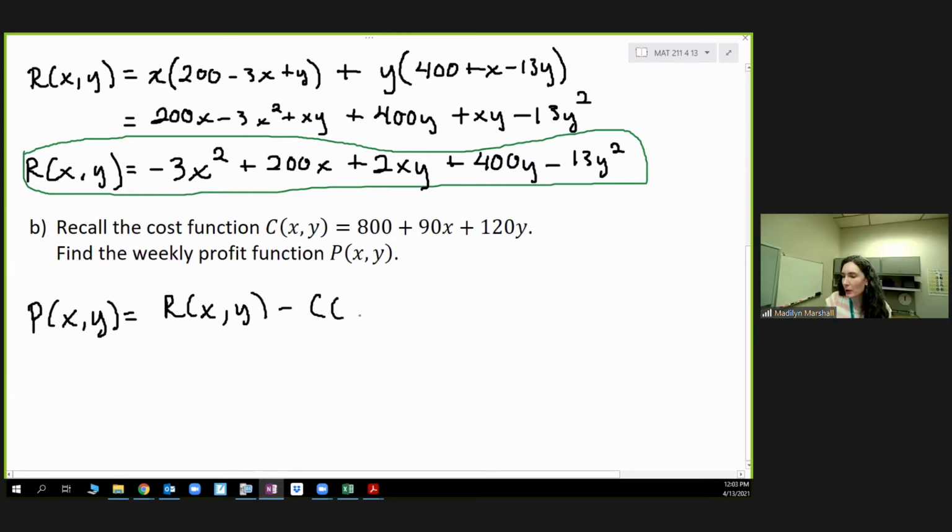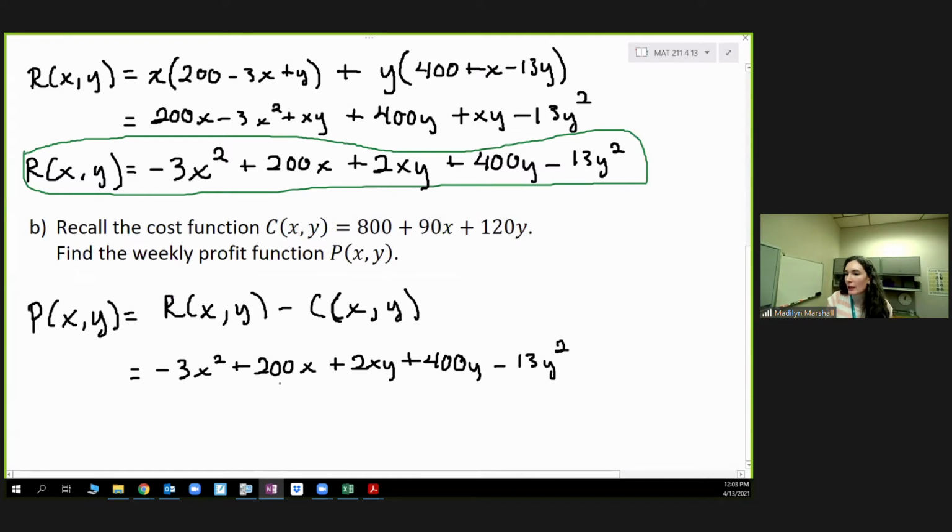So whether we're in one variable or 50 variables, that profit will just be the revenue minus the cost or expenditures. And so we now have to multiply or subtract all of those. And I am just going to put the minus cost down here.